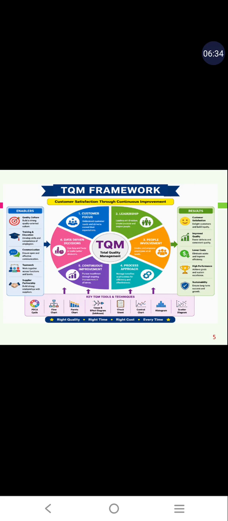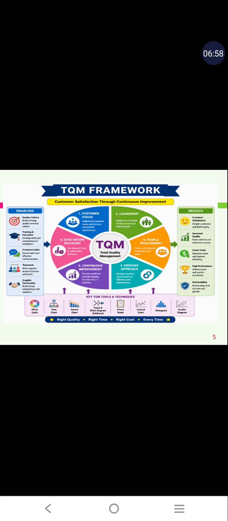So quality circle is nothing but building a strong quality-oriented culture. Quality culture means you should build a good quality culture. Everybody should be involved in the quality culture, and quality should become a regular process. That is called quality culture.